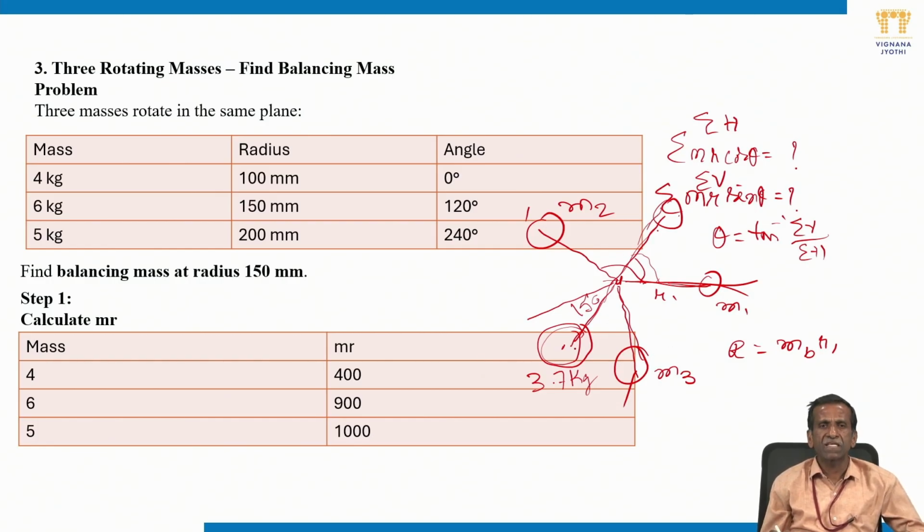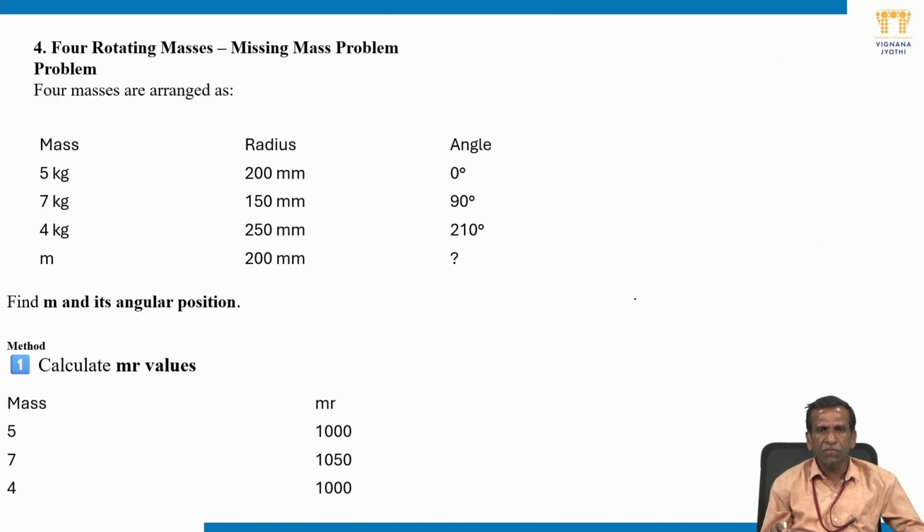Then it is balanced. This is how you can balance three rotating masses. Like that, you can do any number of masses. If it is in a single plane and rotating, then you follow the same procedure, sigma mr equal to 0. You can solve for the unbalanced mass and orientation as well. So this is four masses rotating, same procedure.